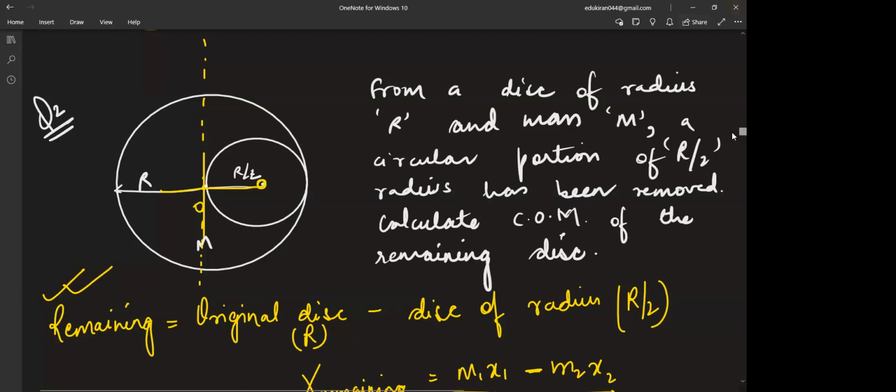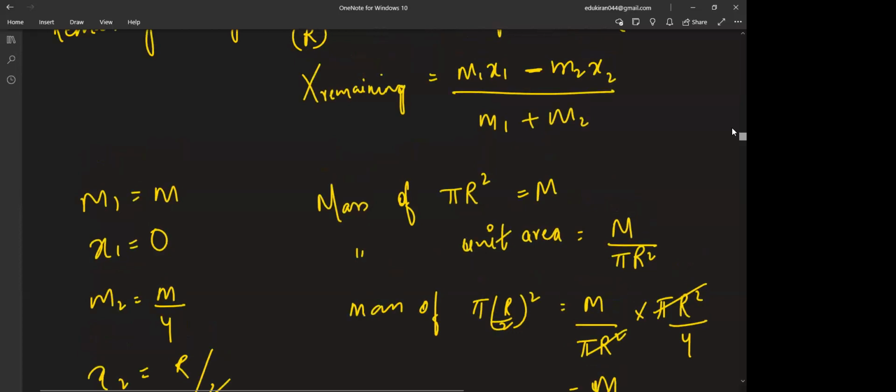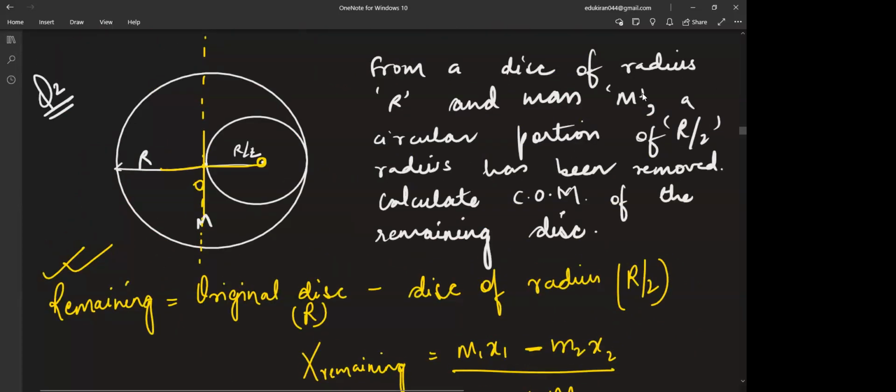Ma'am, the center of mass need not be the origin, right? No, it can be anywhere. Not at all.